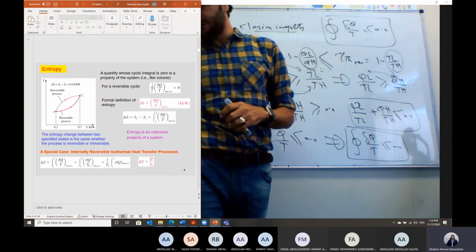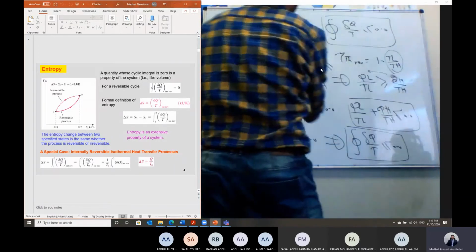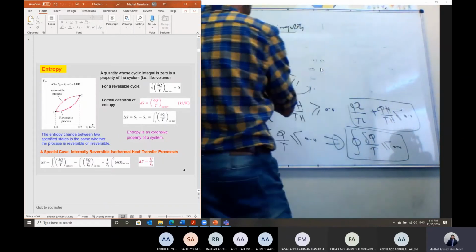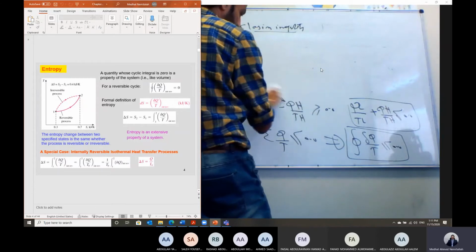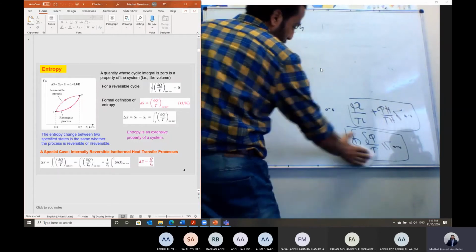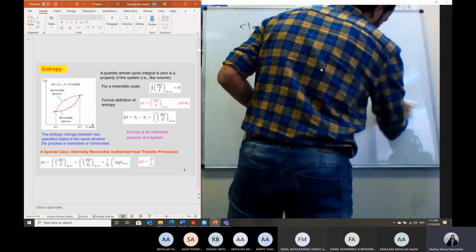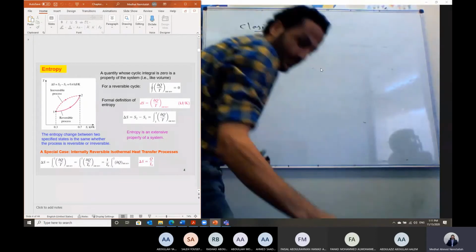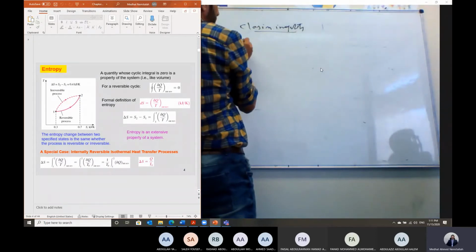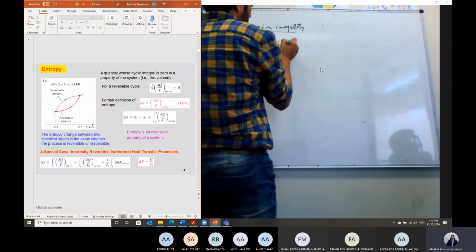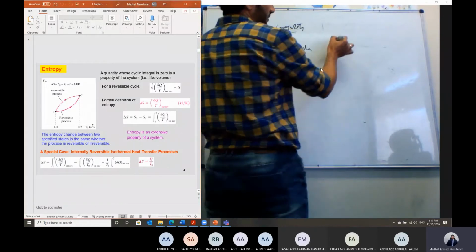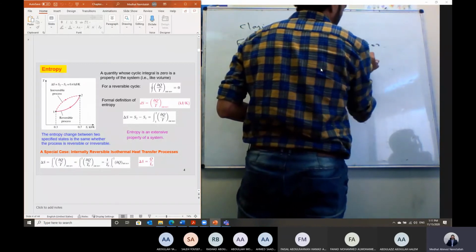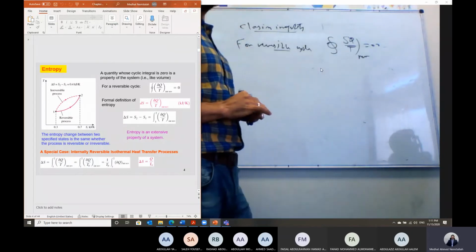Okay, let's write this down. So let's express it here. When a system is working on a Carnot cycle, in this case we should have integration over the cycle of delta Q over T. This term should equal 0. So for a system working on a reversible cycle, we should have integration over the cycle of this term delta Q over T equal to 0.